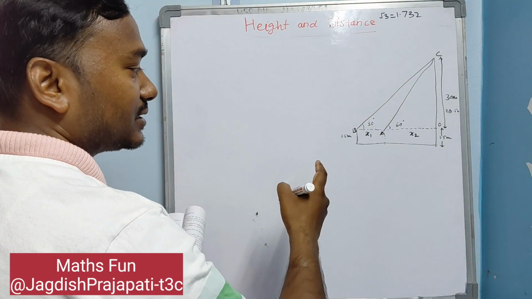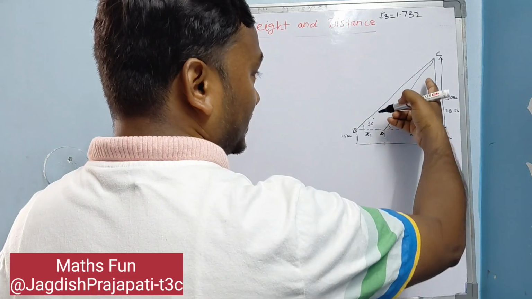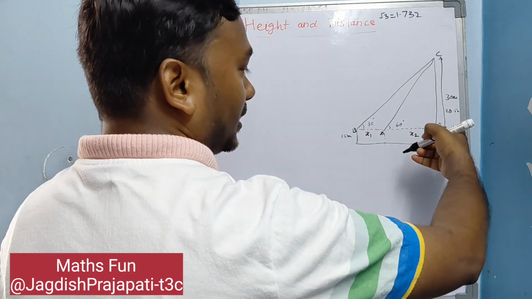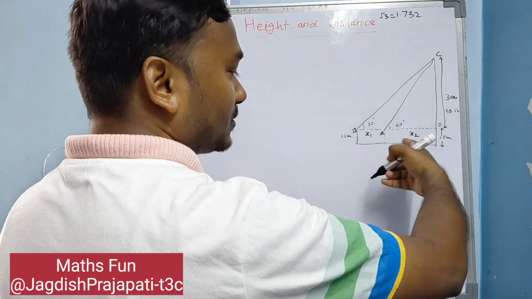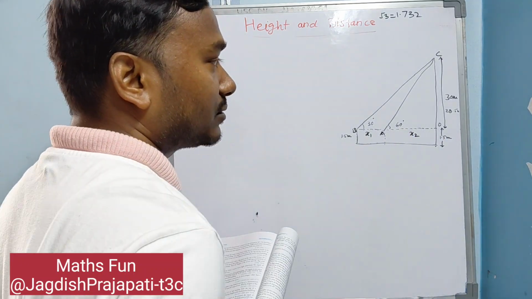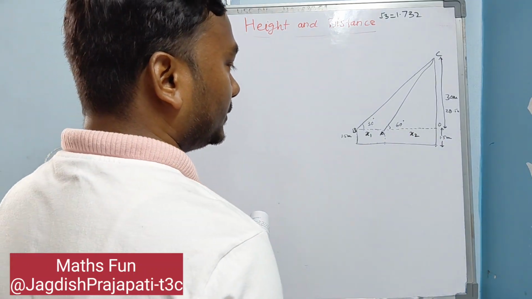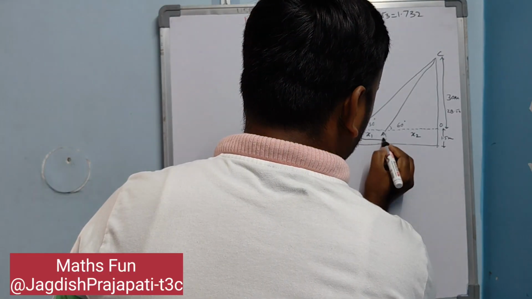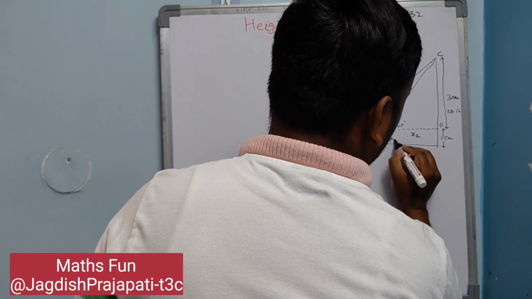Why do we need this? Because here are two triangles and based on these two triangles, we can form the relation between x1 and x2, and then we can solve. Okay, so this is x1 and this is x2.